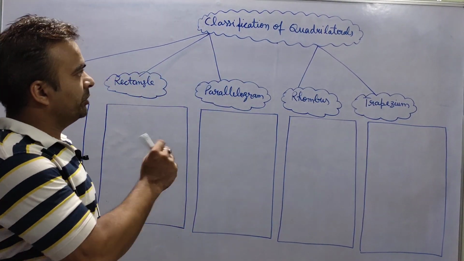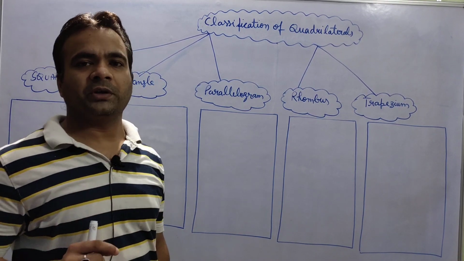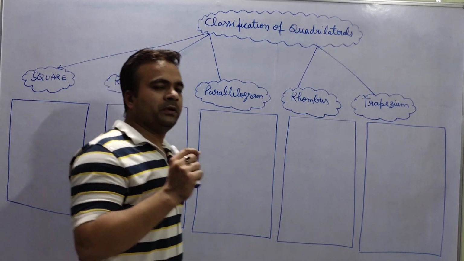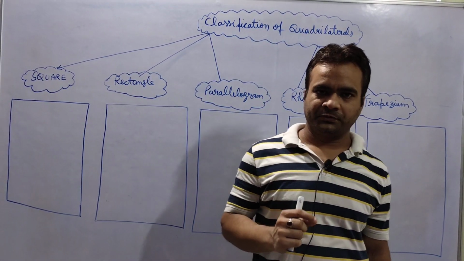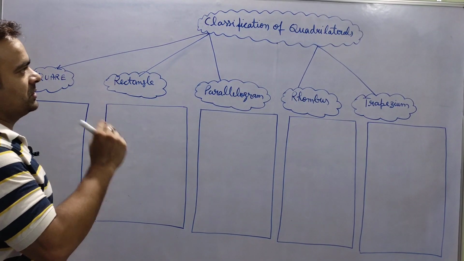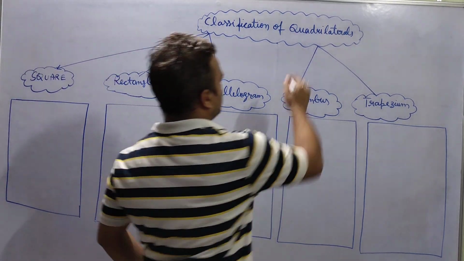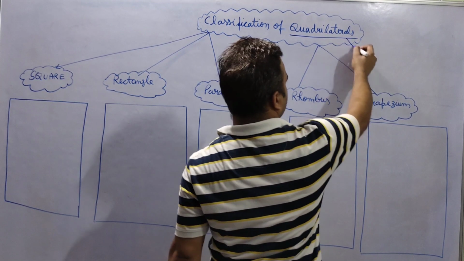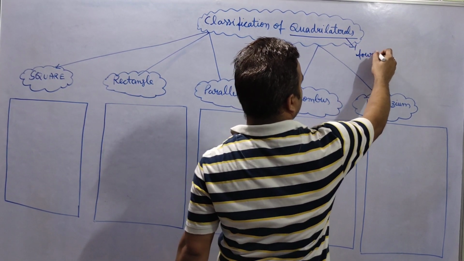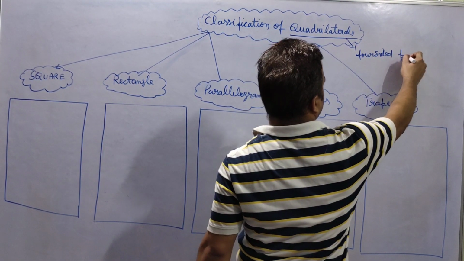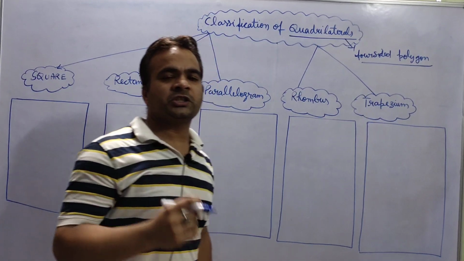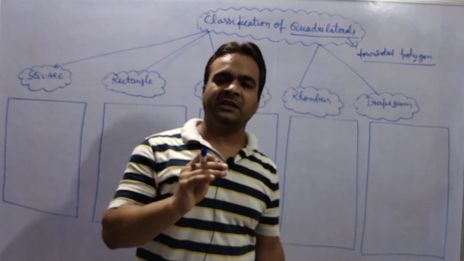Today we are going to start the classification of quadrilaterals, a very interesting and very important topic for all classes. I will start with the meaning of quadrilateral. What is the meaning of quadrilateral? A quadrilateral is a four-sided polygon. We call it a four-sided polygon. It means a polygon which is made up of four line segments.